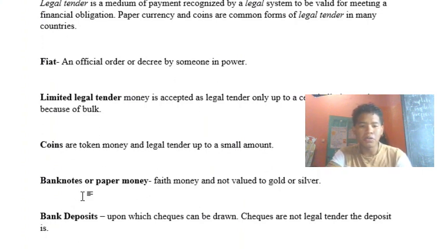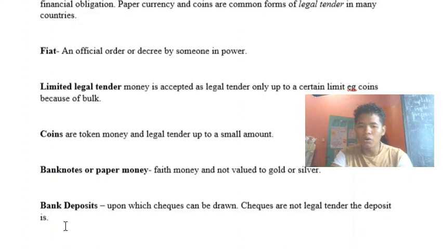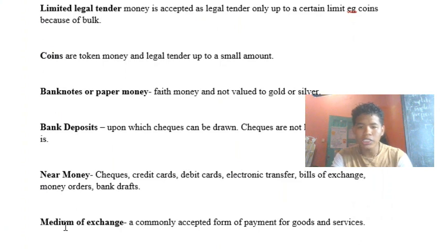Let's look at banknotes or paper money. This is fiat money and is not valued to gold or silver. Let's look at bank deposits now. This is upon which checks can be drawn. Checks are not legal tender. The deposit is. So checks in themselves are not legal tender.